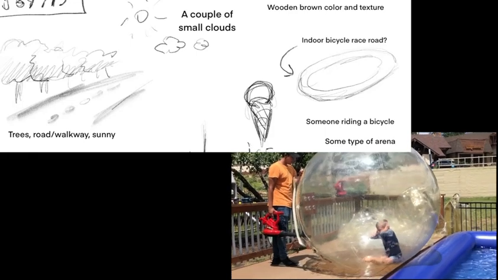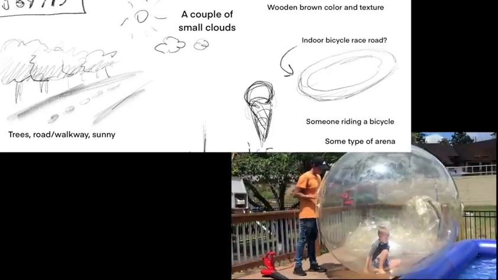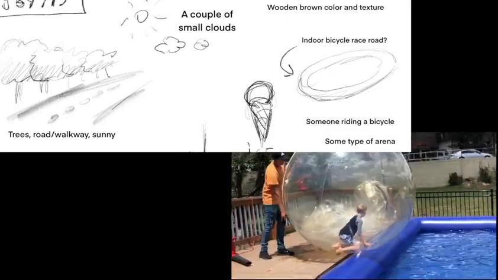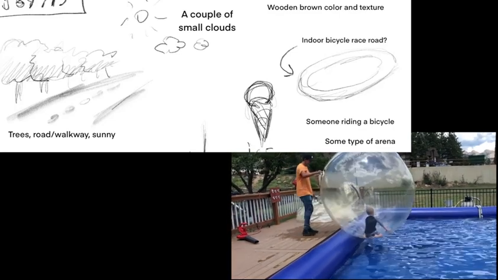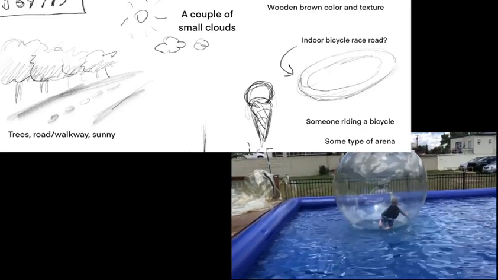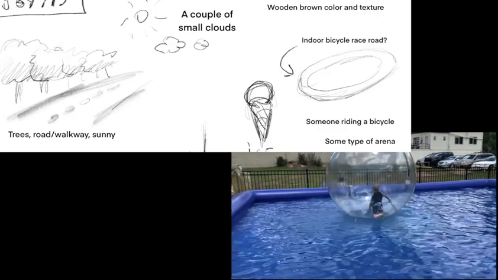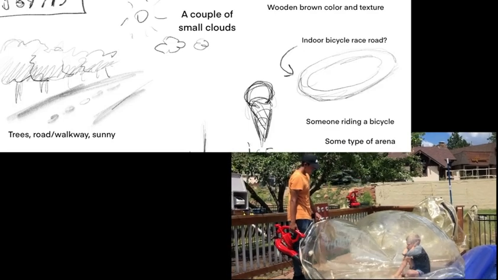Wooden brown color and texture, so we look at the roofs, so the surrounding houses. And you see where it says indoor bicycle race road on the right hand side there. There was an actual go-kart track just several hundred feet away, and it did have that quality, that circular shape. And we see an ice cream cone, and I'm pretty sure there was ice cream somewhere in that fun park.